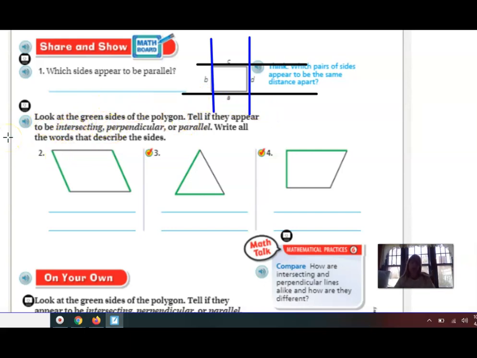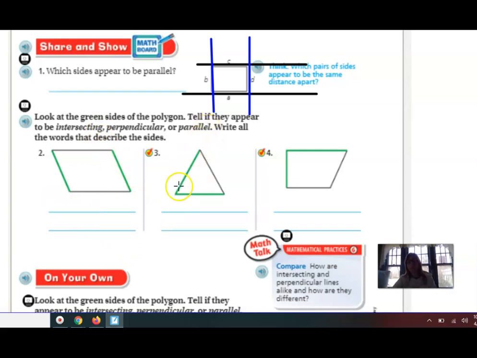Down at number 2, it says, look at the green sides of the polygon. A polygon is a closed figure with line segments that has no curves. It says, tell if they appear to be intersecting, which means they would cross, or perpendicular, which means there's a 90-degree angle and they're intersecting, or if they're parallel. So you're looking at the green. So here's the green and here's the green. And if you drew them out and extended them, they would be parallel.